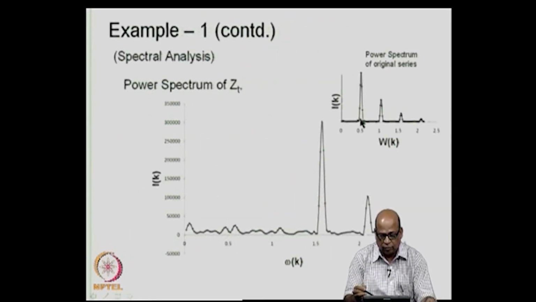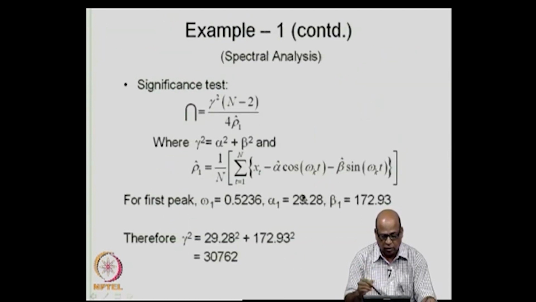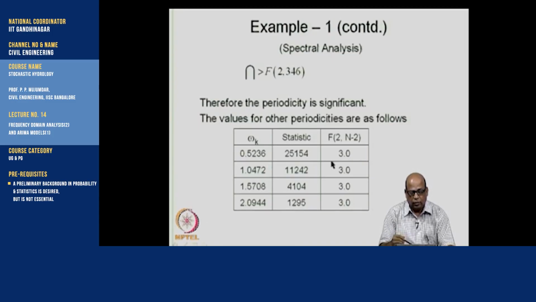As you can see here, after the first peak you have a second peak corresponding to omega 2, and this value corresponding to omega 3, etc. So, these things also we examine one at a time. Remember, this statistic is written only for a particular value of omega, so every time you test one periodicity at a time. When you do that, you will get values of the statistic like 11,000, 4,000, 1295 and so on. All of these are much above the critical value of F, and therefore they are all statistically significant.